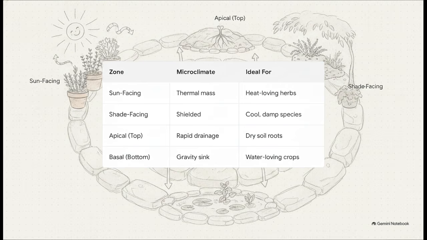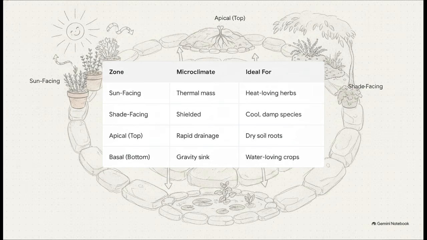First, the sun-facing aspect acts as a thermal mass. The stone absorbs solar radiation by day and releases it at night, absolutely ideal for heat-loving Mediterranean herbs. Conversely, the shade-facing aspect is completely shielded from direct sun, which naturally generates a cool, damp microclimate for more delicate plants. Then you have the apical or top zone.